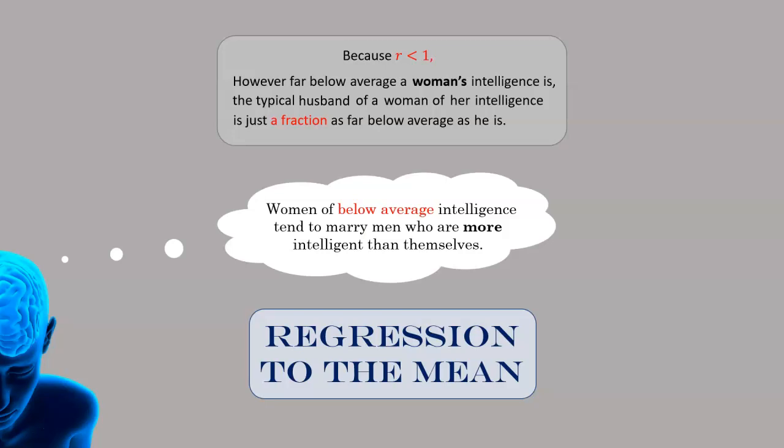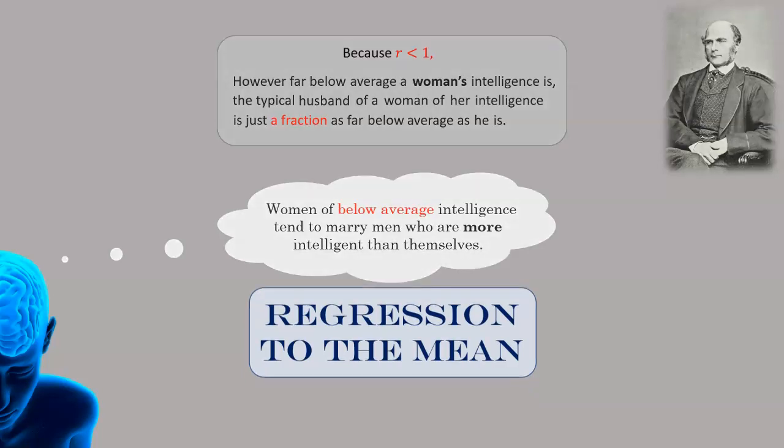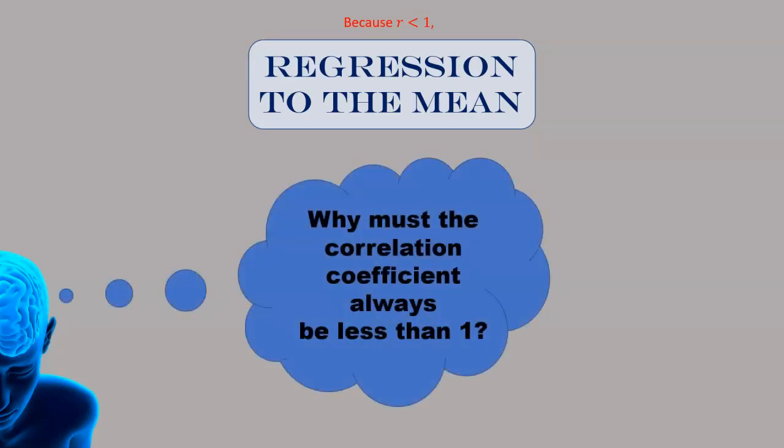It was this observation, in fact, which Galton originally called regression to mediocrity, that gave the regression line its name in the first place. We will do well to remember that regression to the mean occurs because r is less than 1. Very well, but the natural question to ask is, why must the correlation coefficient always be less than 1 in any set of paired data? Why can't we have a correlation coefficient of, say, 1.2?